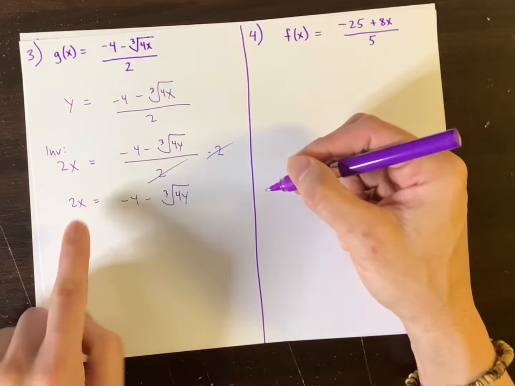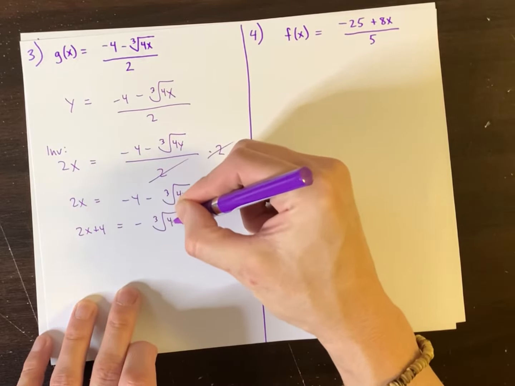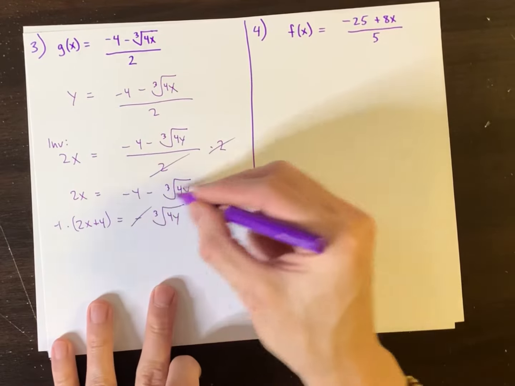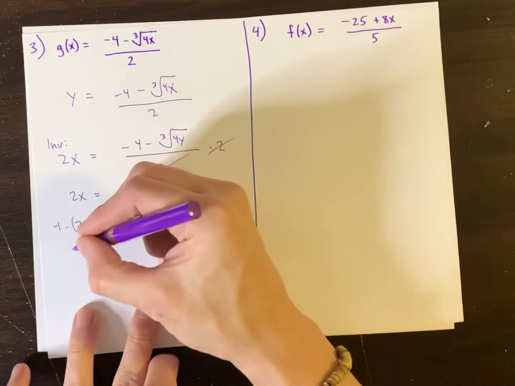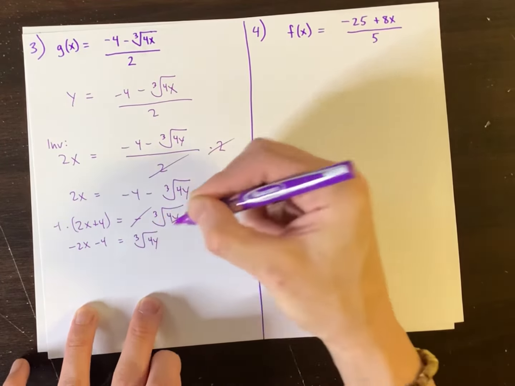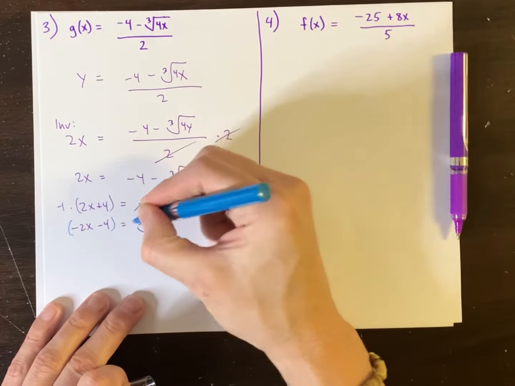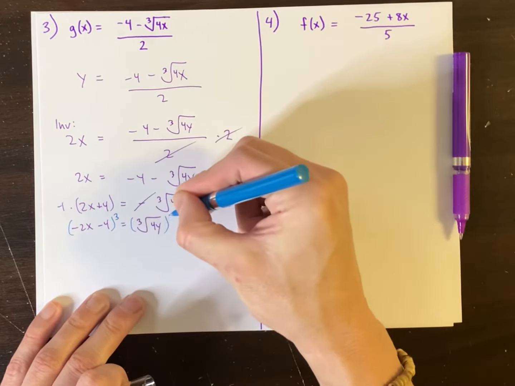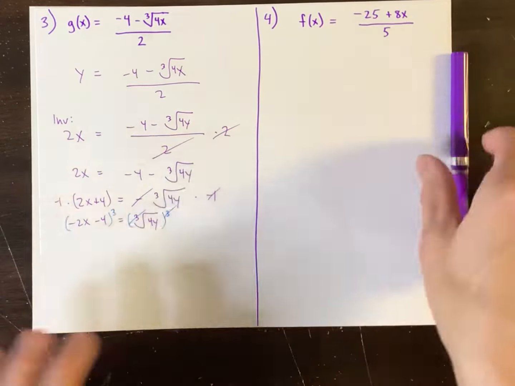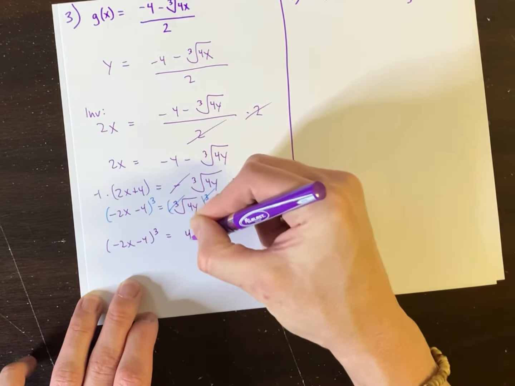Let me add the 4 to the other side. So it's 2x plus 4 equals this stuff here. Now let me multiply by a -1 so I can get rid of that negative that's right there. So these are gone, and I'll distribute the -1. So I have this here. Now this one's interesting. I want to get y alone, so I have to get rid of a root. So I'm going to raise both sides to the power of 3, because the power of 3 will knock out the 3rd root. So we essentially have -2x minus 4 cubed equals 4y.